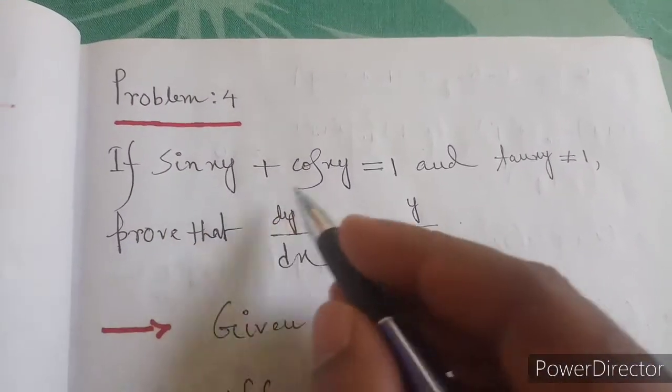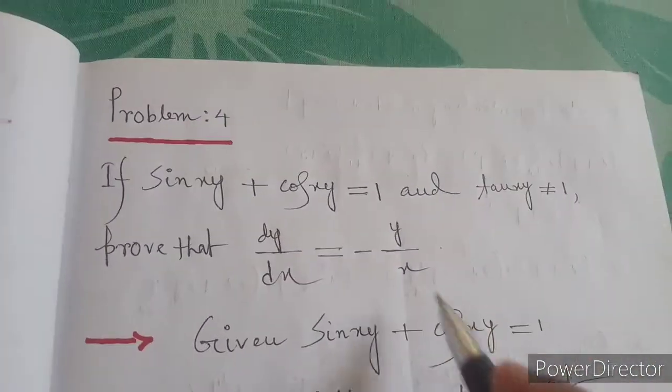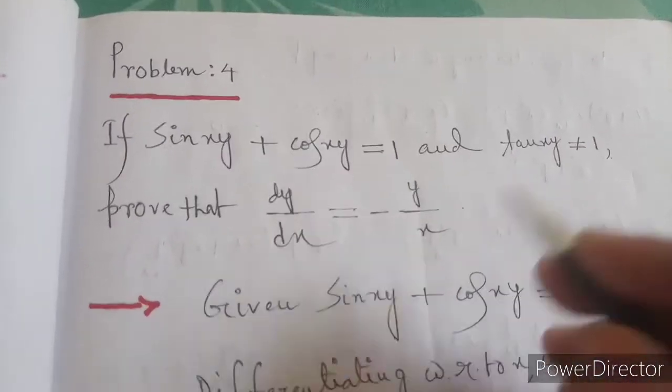So now problem number 4. If sin xy + cos xy = 1 and tan xy is not equal to 1, prove that dy/dx equals −y/x.